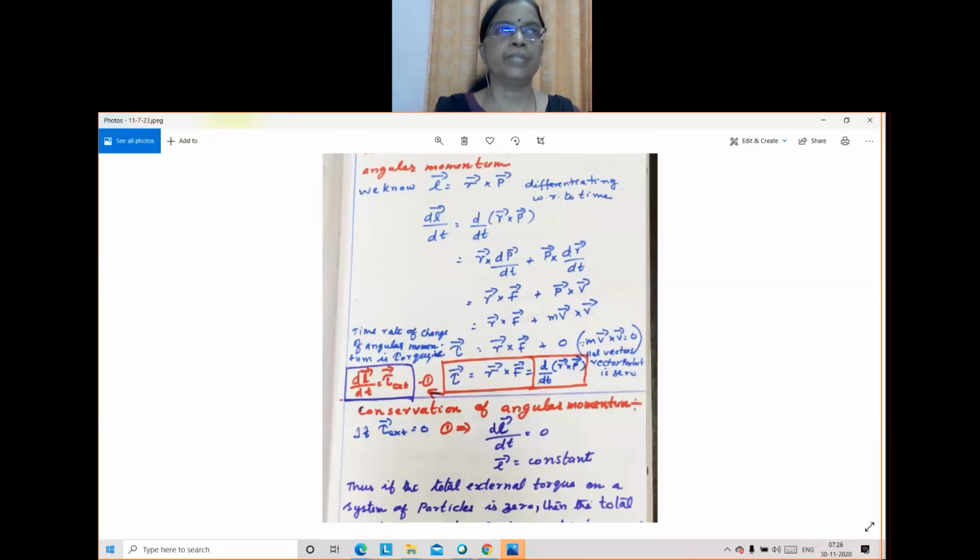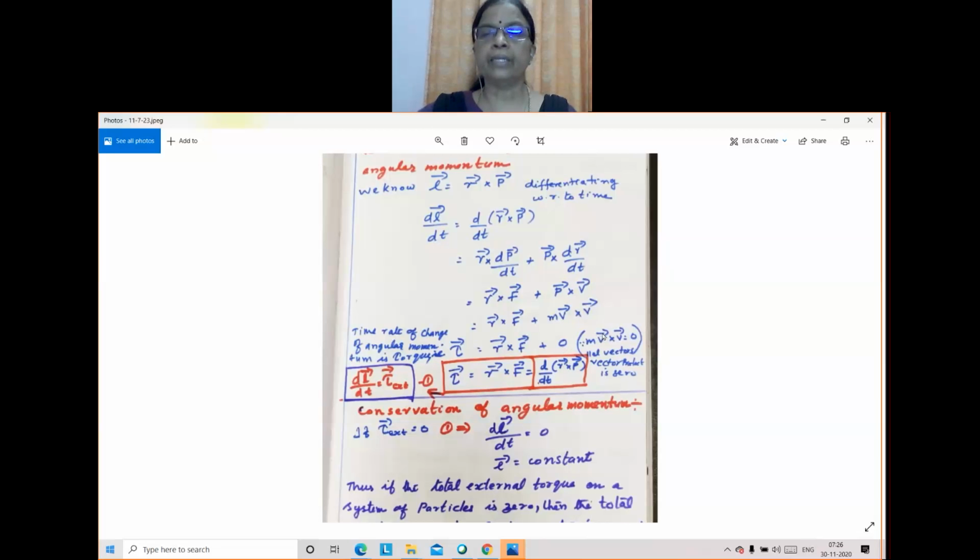Rate of change of position. Vector. V, correct. Very good. dr by dt is V, the velocity vector. So we can write P into V. And here r cross F is written, then mv, momentum is m into vector V. Momentum is a vector, mass into velocity vector. So here you can see mv cross V is taken as 0.